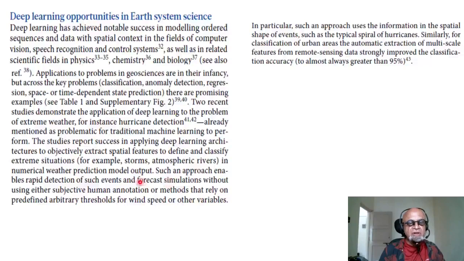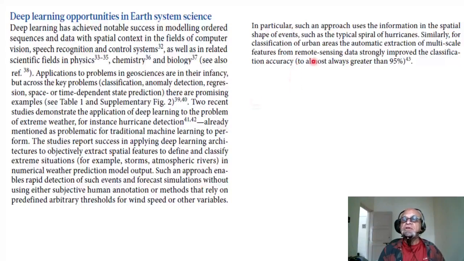And this is a numerical weather prediction model output that the deep learning will go into. Such an approach enables rapid detection of such events and forecast simulations without using either subjective human annotation or methods that rely on predefined arbitrary thresholds for wind speeds or other variables. So when you define tropical storm and cyclone or hurricane, there are wind speed thresholds, and deep learning can do that without tinkering with the thresholds.